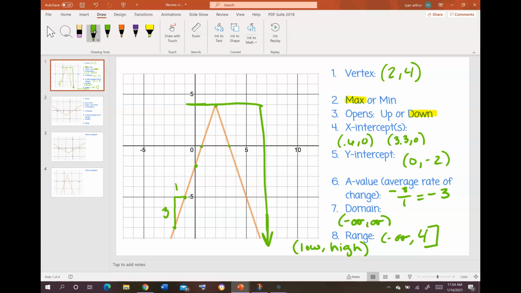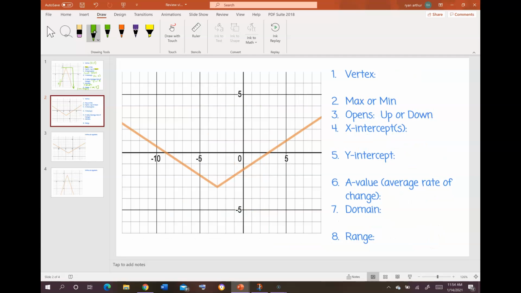Okay. All right. Last one we're going to do for the review video. Same thing, vertex. Here's your vertex point. It's right there. That is going to be -3, -3. So my vertex here is -3, -3. Is this a max or a min? It's making that V, which is a valley, which makes it a min. And it opens up.